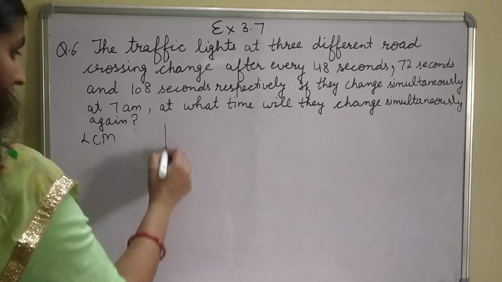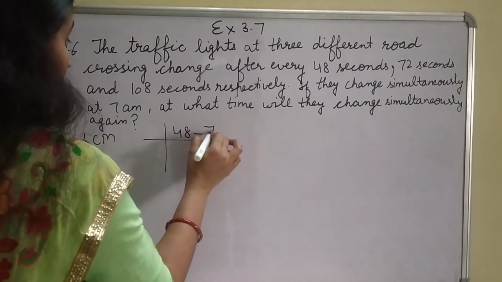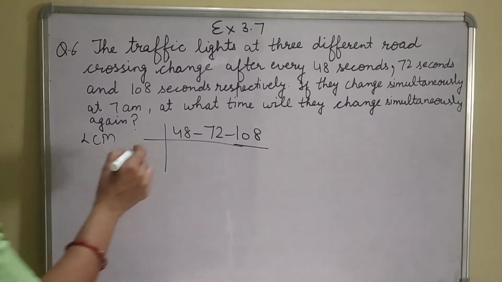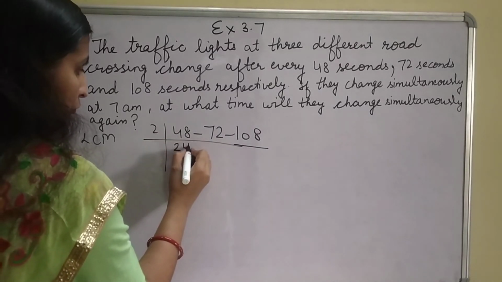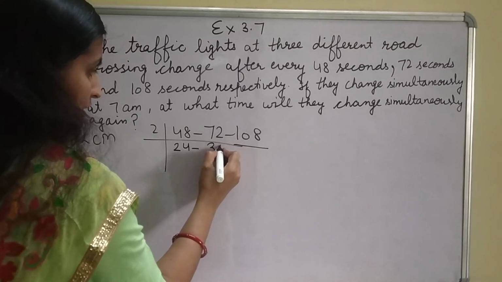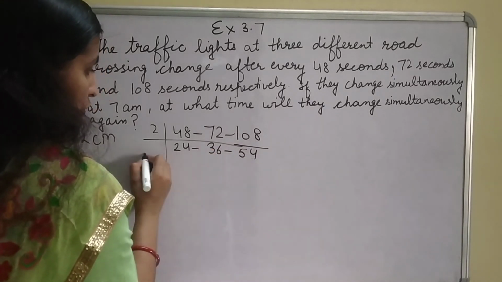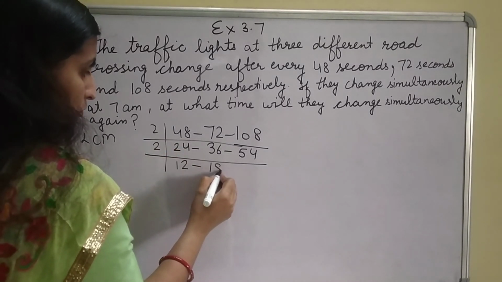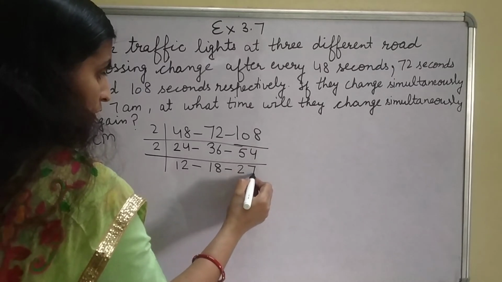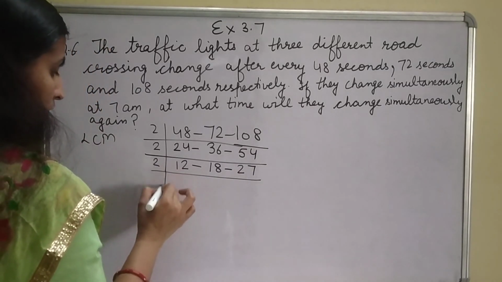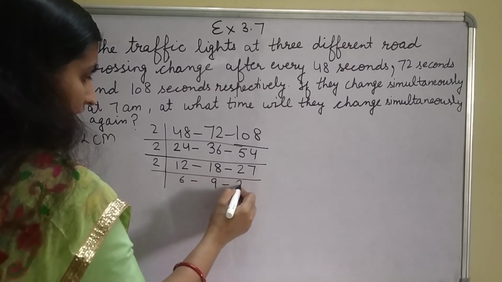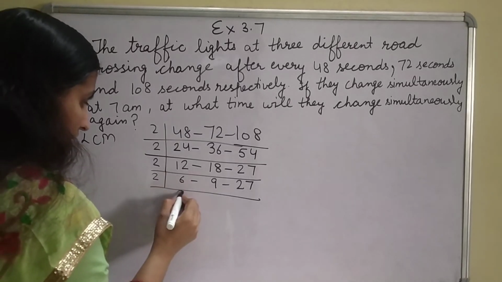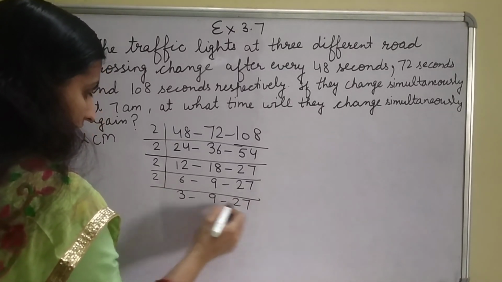So let's find out the LCM of 48, 72 and 108. First of all, they are divisible by 2. 2 2s are 4, 2 4s are 8, 2 3s are 6, 2 6s are 12, 2 5s are 10, 2 4s are 8. Again by 2, 2 1s are 2, 2 2s are 4, 2 1s are 2, 2 8s are 16, 2 2s are 4, 2 7s are 14. Again by 2, 2 6s are 12, 2 9s are 18, 27 as it is. Now again by 2, 2 3s are 6, 9 and 27 as they are.